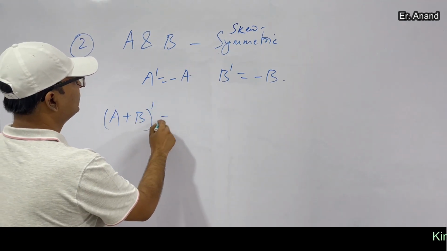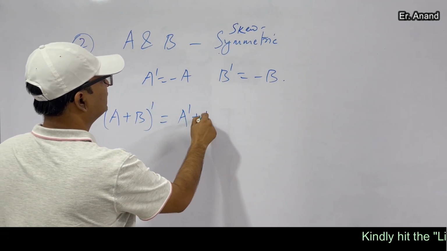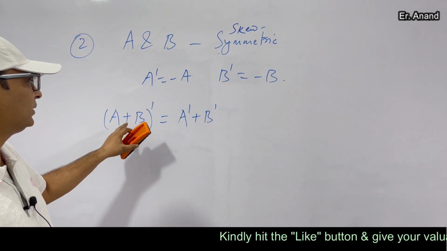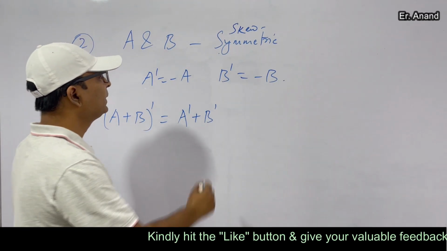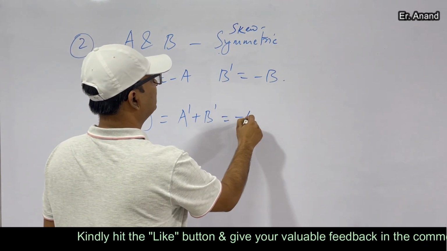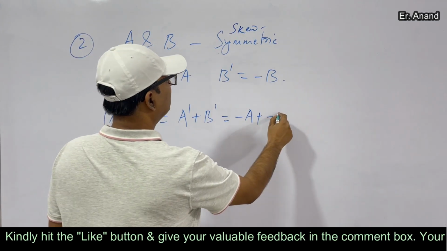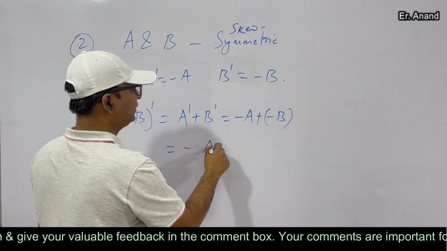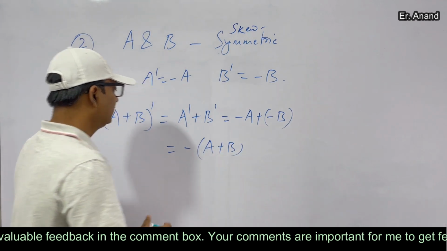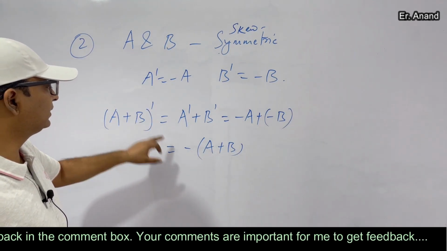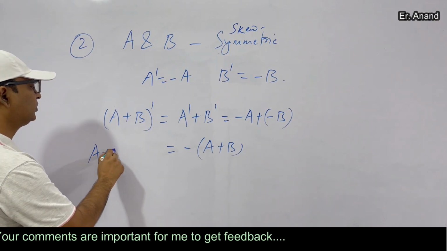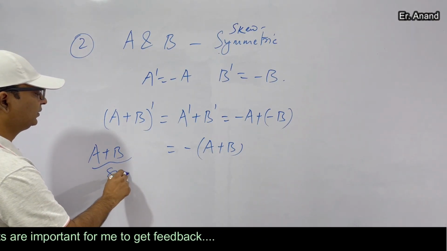What is its transpose? This we know. (A plus B) transpose is A transpose plus B transpose. But this is minus A and this is minus B. Or we can take minus out. This becomes minus of A plus B. Now (A plus B) dash is equal to minus of A plus B. This means A plus B is skew-symmetric. Proved.